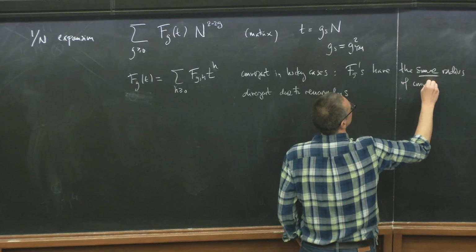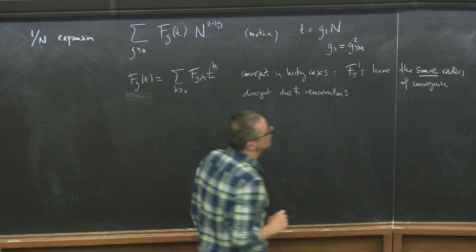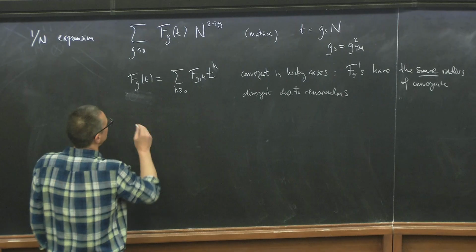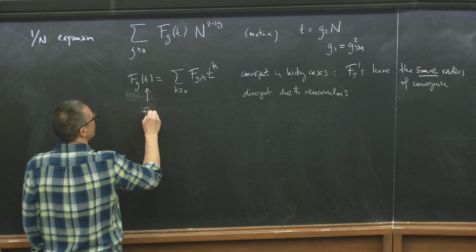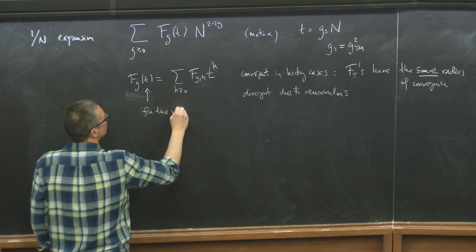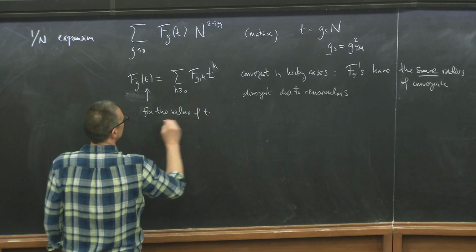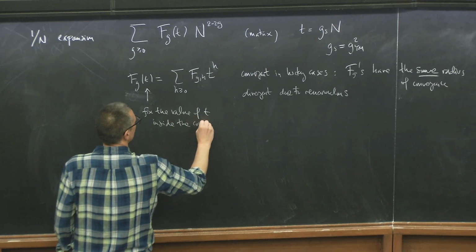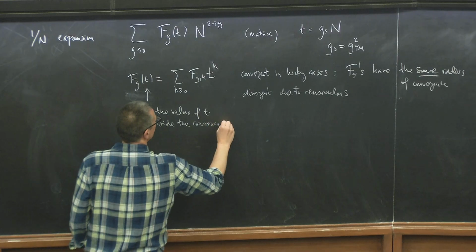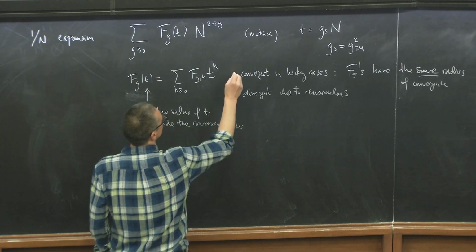At least in all cases I know, this is the case. And this is very important because this means that you can fix the value of t inside this common radius of convergence, right? You can do that, again, in this convergent case.